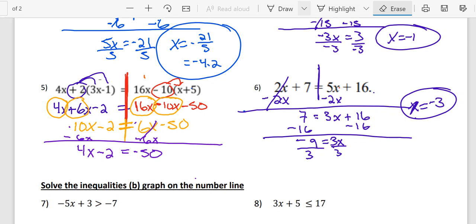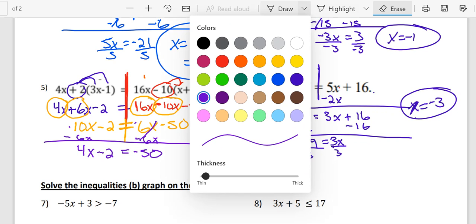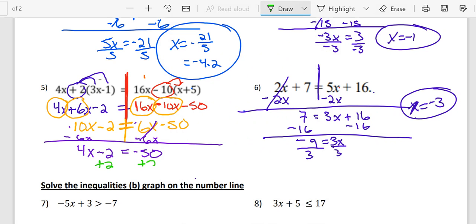All right. Now our next step is to get rid of this 2. I'm going to do a plus 2. I end up with 4x equals negative 48. Divide. I get x equals negative 12.